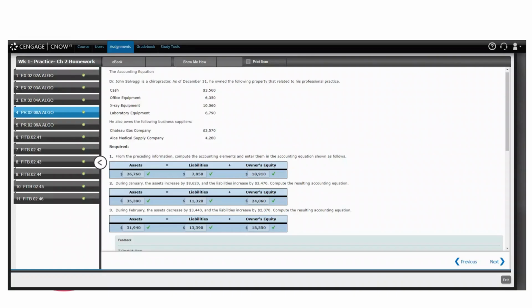All right, let's take a look at number 4. We are given the asset accounts for a chiropractor's office, and then we are also given the companies that he owes, right here, these two. To get started with number 1, we're going across here, we have to add these 4 numbers together. When I add them, that becomes my number for my assets. To get my liabilities, I'm going to add these 2 companies, these numbers right here together, and plug that in.